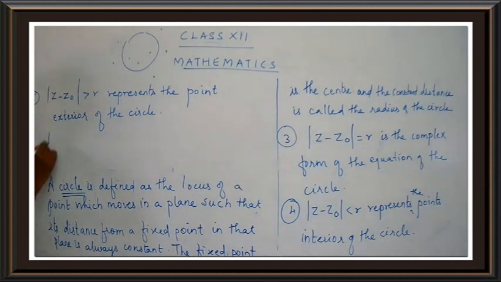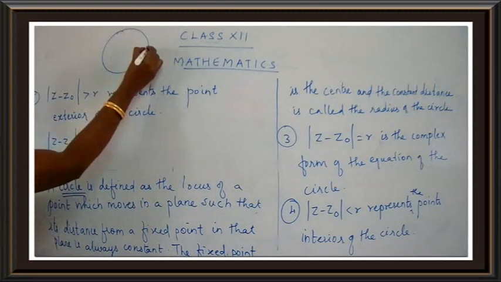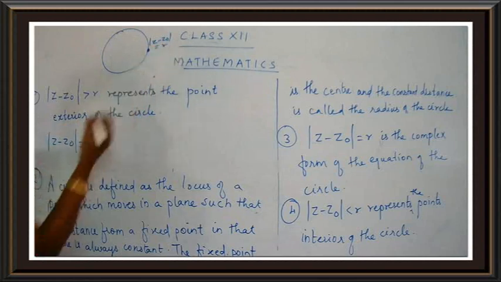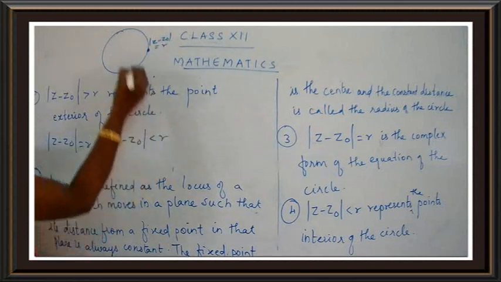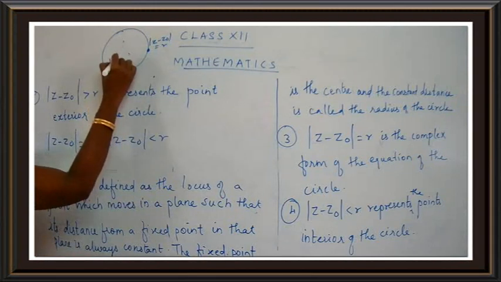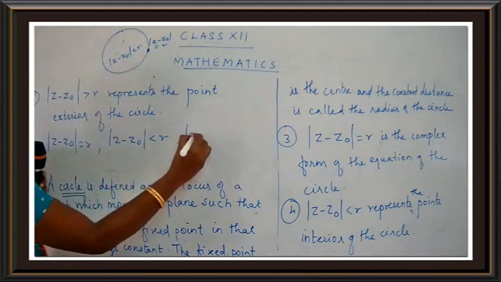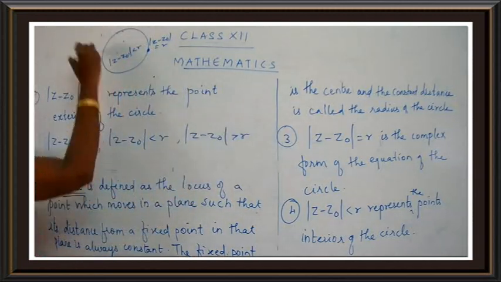Remember, if you get the value of mod z minus z naught equal to r, that means the point is on the circle. And if you have mod z minus z naught less than r, that means the points will be inside. And if you have mod z minus z naught greater than r, the points will be lying outside.